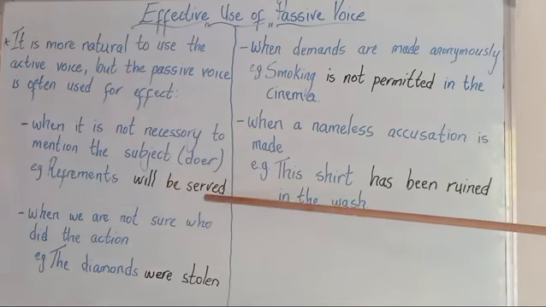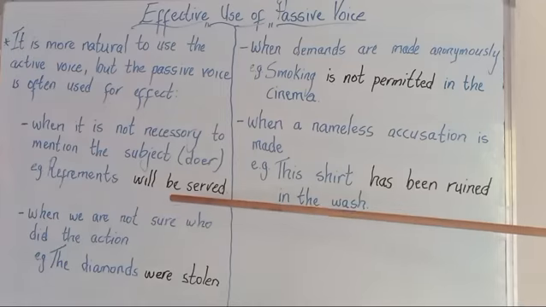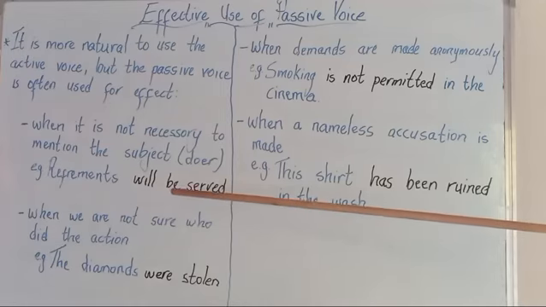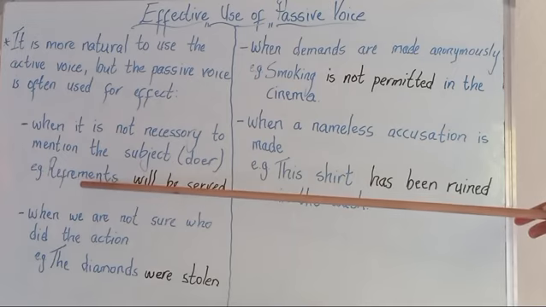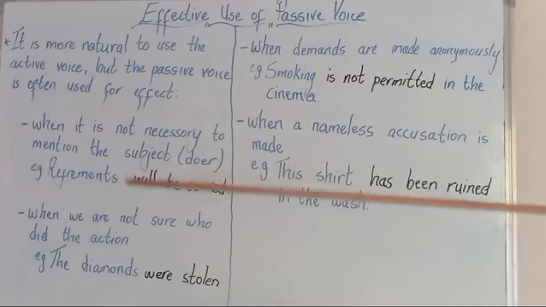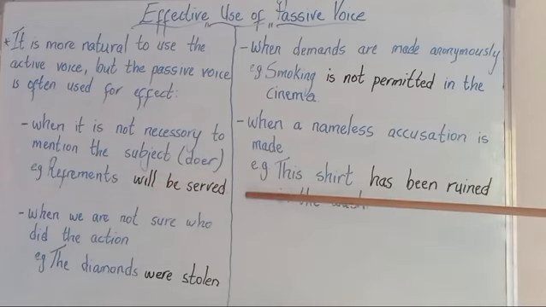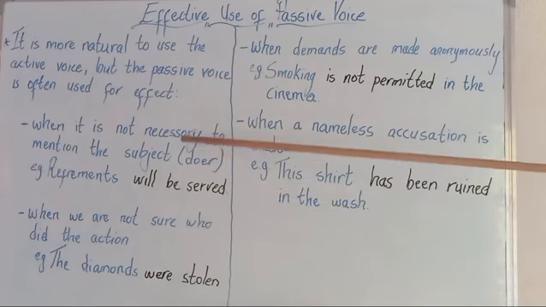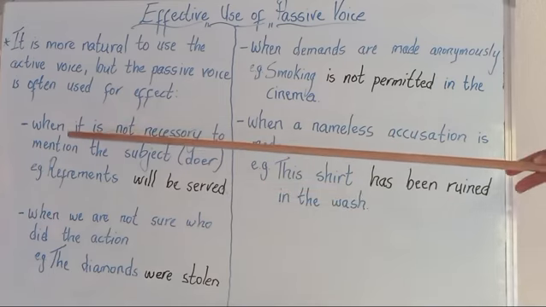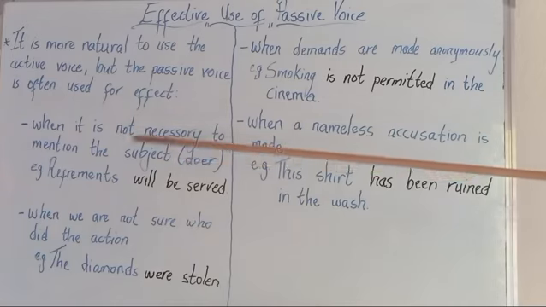Will be served is our verb, and refreshments was supposed to be an object, but now it's a subject. So our subject moves to the back to become the object, which is the doer. So we don't name the doer. That is what the rule says, when it is not necessary to mention the doer.